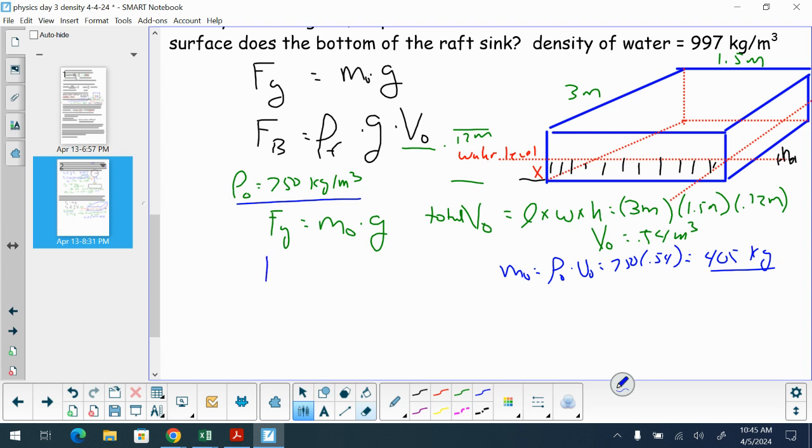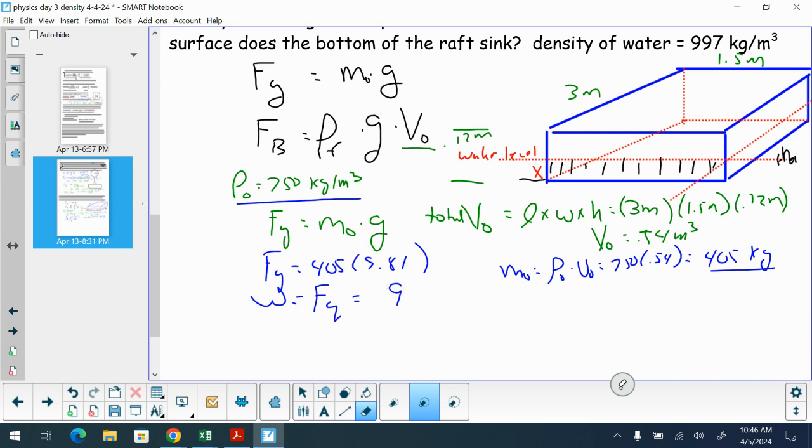So we can find our force of gravity is equal to 405 times 9.81. So the force of gravity, which is once again our weight, what is the weight of this object, Seth? 2,973.05. Is there any change in that? 0.05.